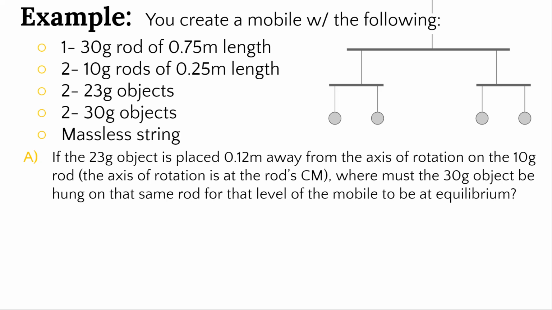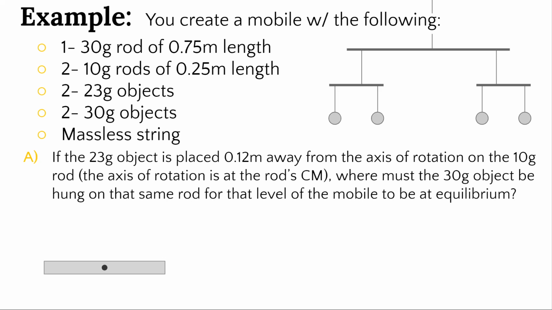Okay, so if they had exactly the same mass, then theoretically we would hang them the exact same distance away from the center of mass and it would remain balanced. But they don't have the same mass. One of them has a mass of 23 grams and the other one has a mass of 30 grams. And so now we have to do a calculation to figure out at what point we would have to hang that 30-gram object so that everything stays level, like in the picture up here.